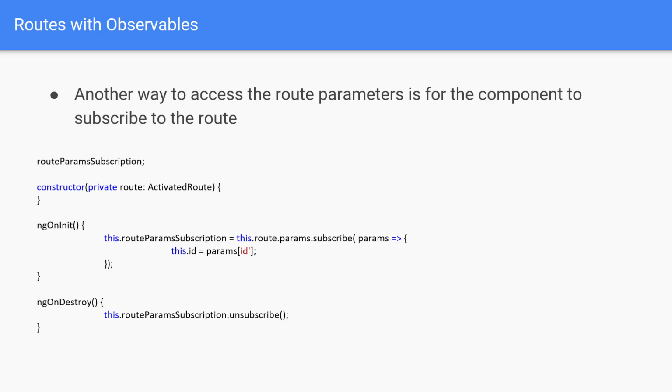Subscribing to an observable in the ngOnInit allows us to access an ongoing stream of route changes as they happen.